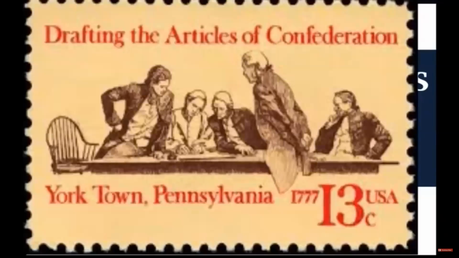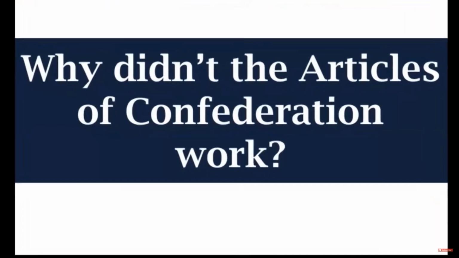So, since they were no longer part of Great Britain, the colonists needed a government, so they wrote the first rule book or constitution for a government called the Articles of Confederation. But that didn't work. You are likely to get a question about why the Articles of Confederation did not work.